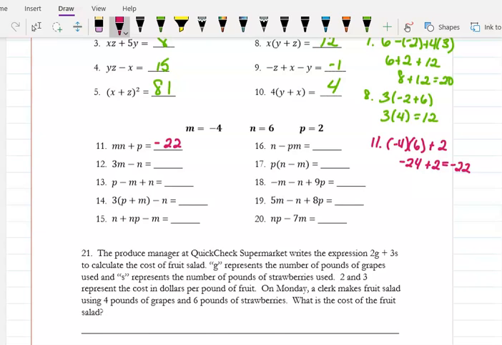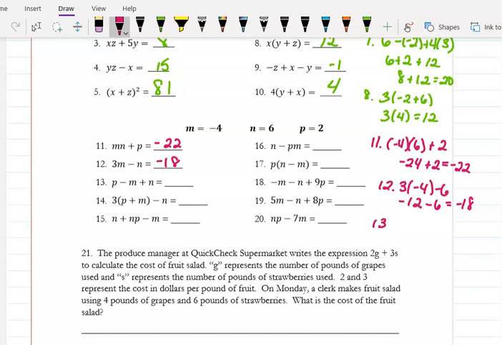Number 12, 3 times m minus n. So that's 3 times m is -4 minus n is 6. So we multiply first, negative 12 minus 6. So that's, again, add them together because they're both negative and keep the negative. So negative 18.